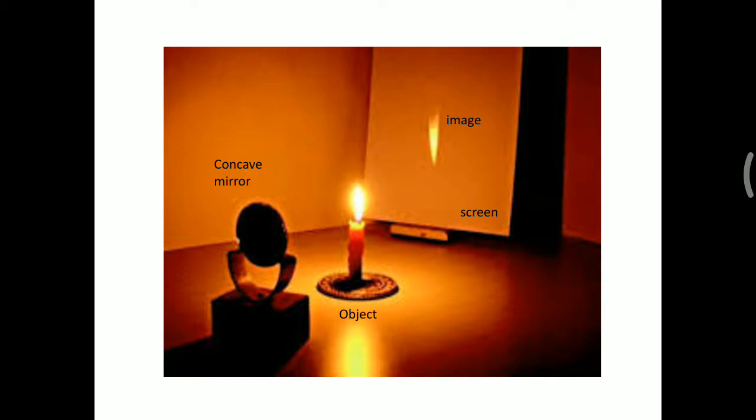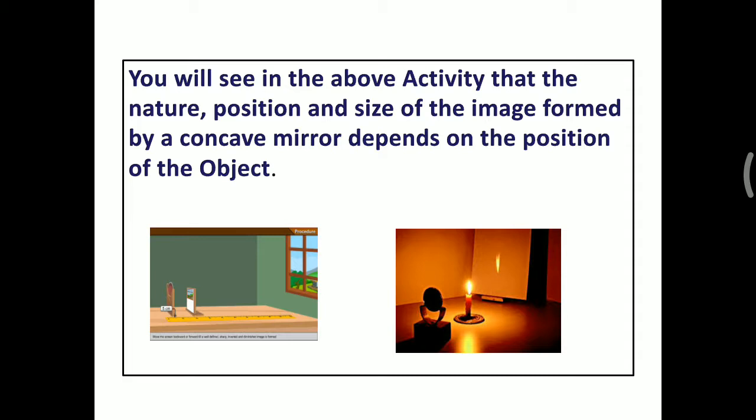And look here. Here also I took a concave mirror and I kept one lighted candle in front of the mirror, and I kept the screen at the back of the candle. The image was formed. Look at the image, whether it is inverted or erect. It is inverted. So you will see in the above activity that the nature, position and size of the image formed by a concave mirror depend on the position of the object.